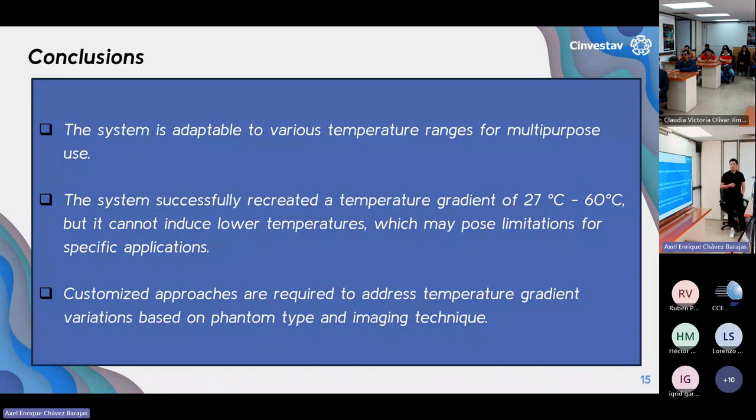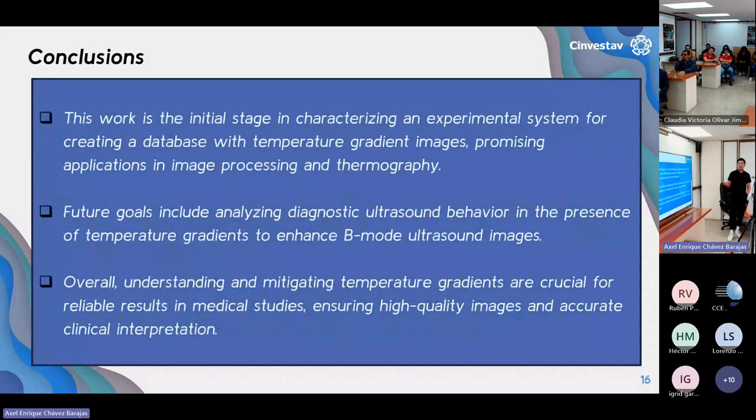And finally, the conclusions are that the system is adaptable to various temperature ranges and multi-purpose use. We successfully recreated a temperature gradient between 27 and 60 degrees Celsius, but it cannot induce lower temperatures, which may pose limitations for specific applications. Also, customized approaches are required to address temperature gradient variation based on phantom type and imaging technique. And this work is the initial stage in characterizing an experimental system for creating a database with temperature gradient images, with promising application in image processing and thermography.